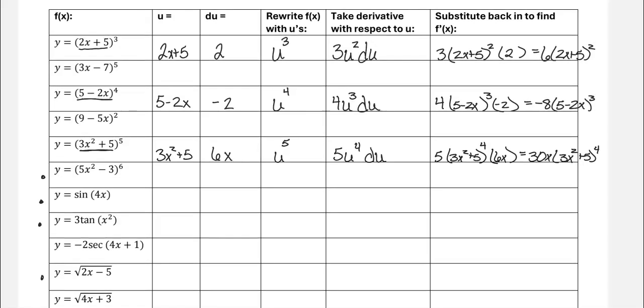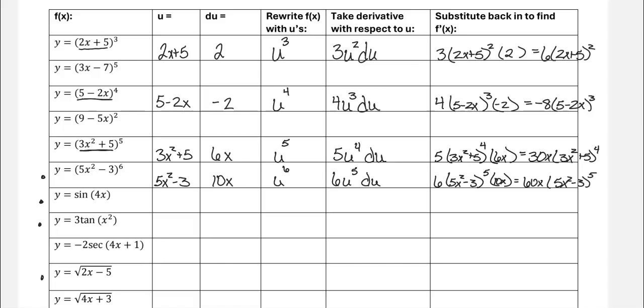So looking at that next one, u, that inside function, is 5x squared minus 3. The derivative of that is 10x. My rewrite would be u to the 6th. The derivative of the rewrite is 6u to the 5th times du. And then we're going to substitute back in. U is 5x squared minus 3. Du is 10x. And we're going to clean that up. 6 times 10x is 60x times (5x squared minus 3) to the 5th.